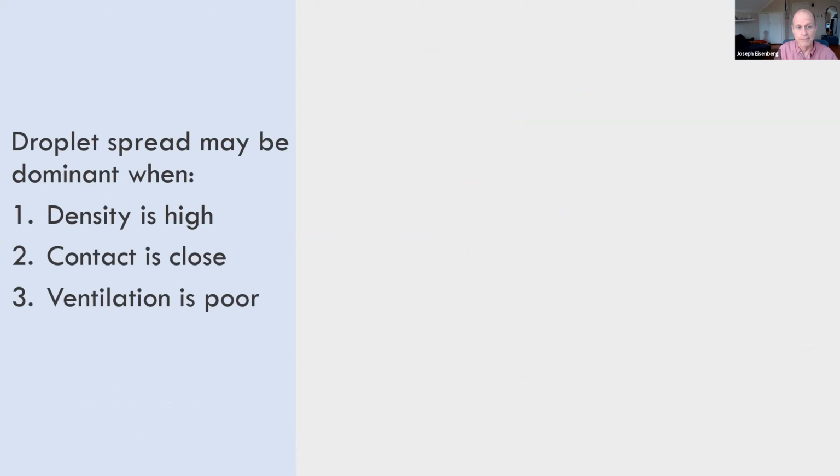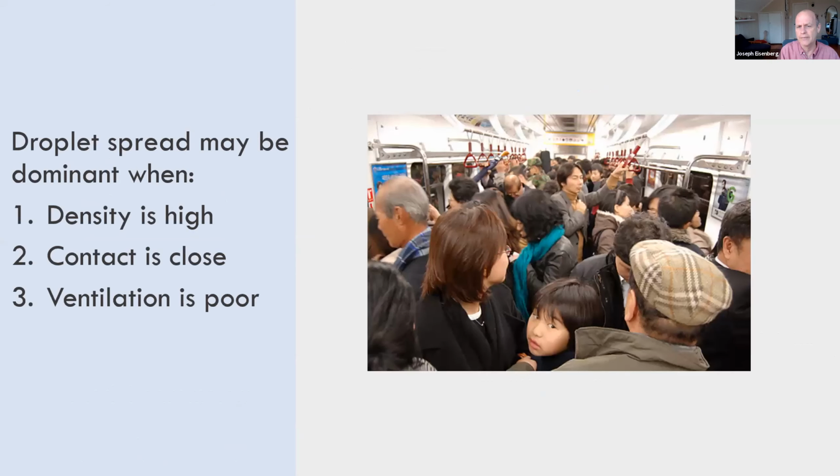And I'm going to give just a few examples of that right here. So when might droplet spread be dominant? Well, it might be a situation where density is high, contact is close, and ventilation is poor. Classic example might be a subway system or subway car. So in this situation, we might think droplet spread is going to be the dominant mode of transmission.